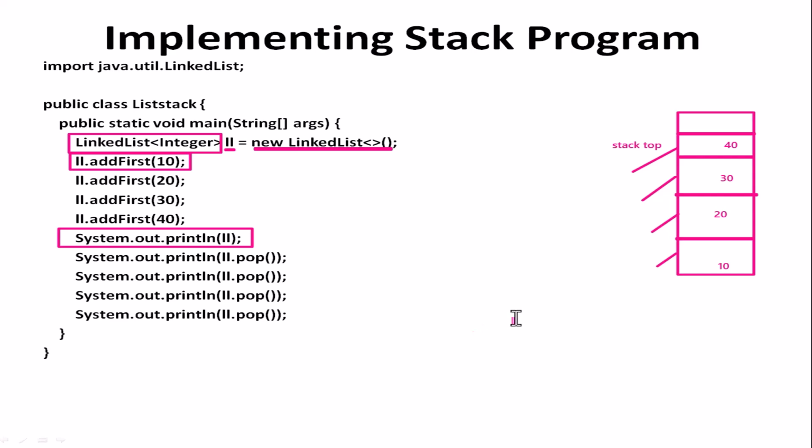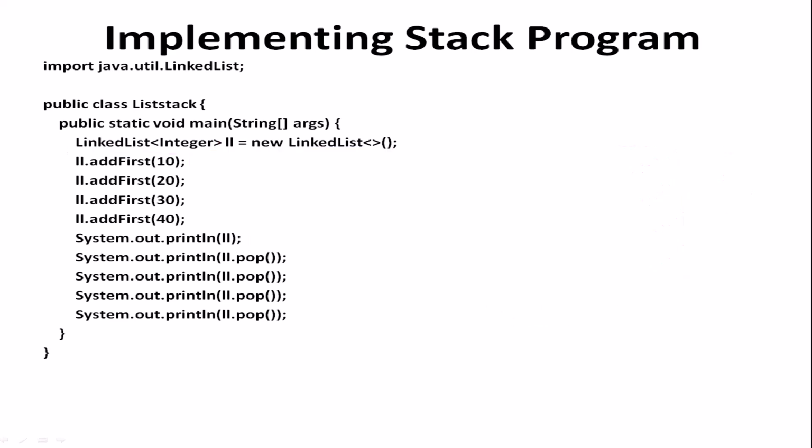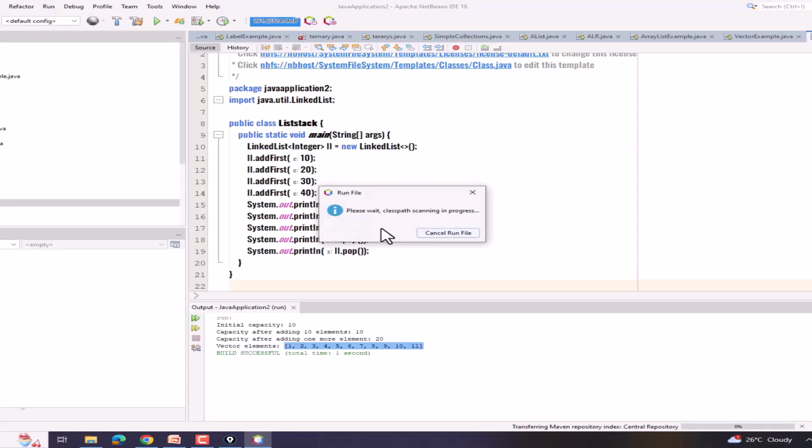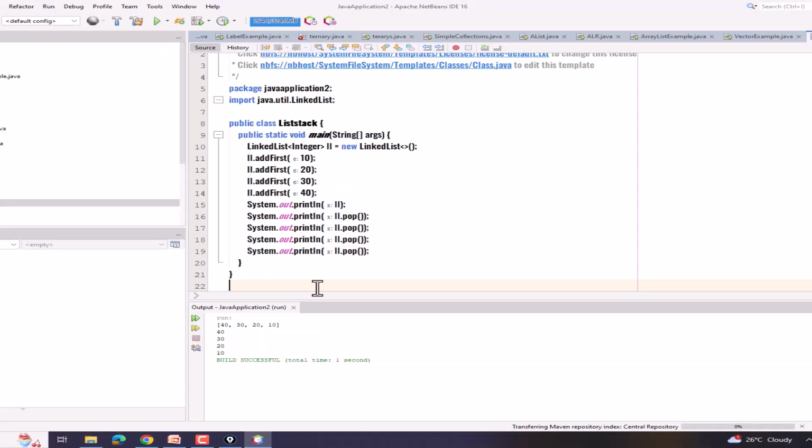So what will happen? 40, next 30, next 20, next 10. These will be popped from the stack. Let's try executing this program. Now it has shown that 40 is popped, and 30, 20 and 10. These are the popped elements from the stack.